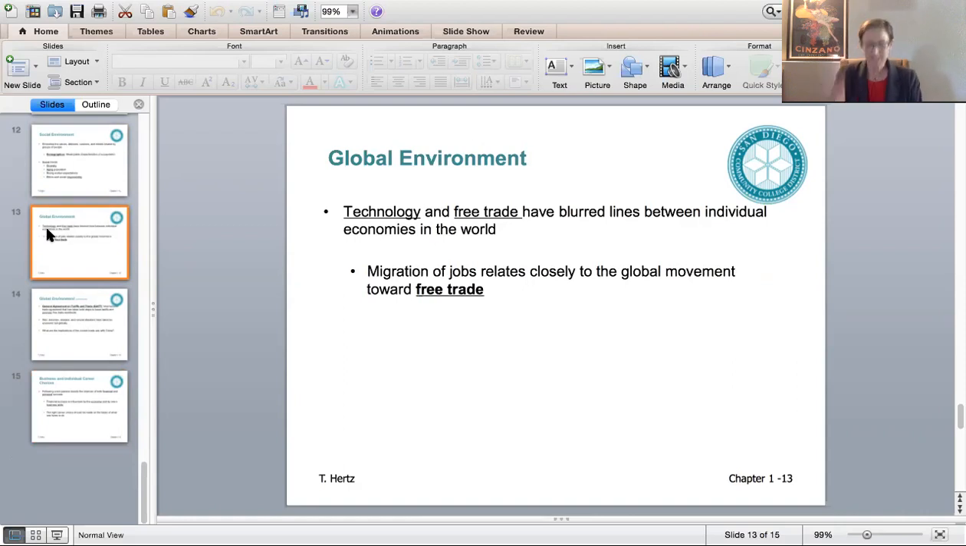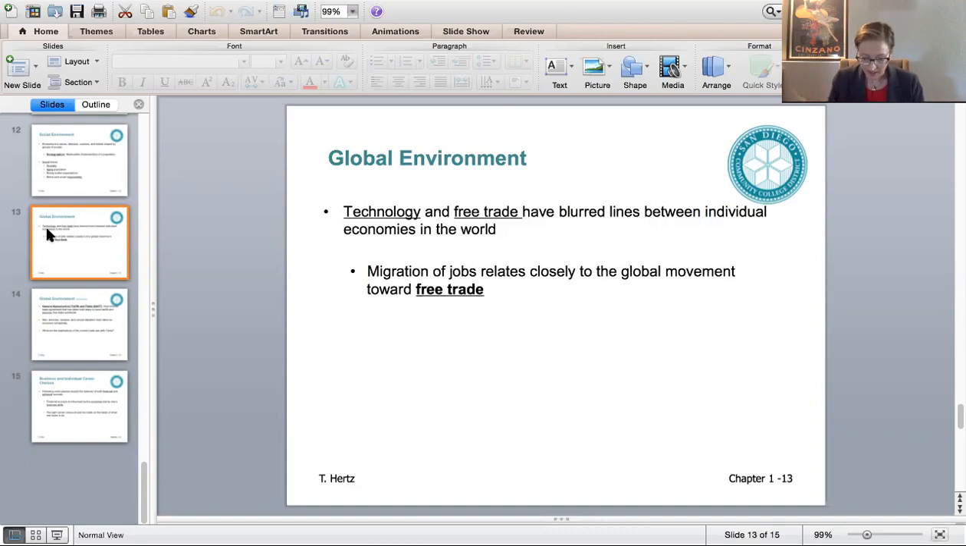The economy continually interacts with the economies of other countries because of technology, right? Free trade has blurred the lines between what's happening in the U.S. and what's happening in the world. And the migration of jobs closely relates to the global movement towards free trade. It's important that we understand that what's happening on a global scale affects what's happening in business in the United States. We do not operate in a bubble. It's not a closed system.